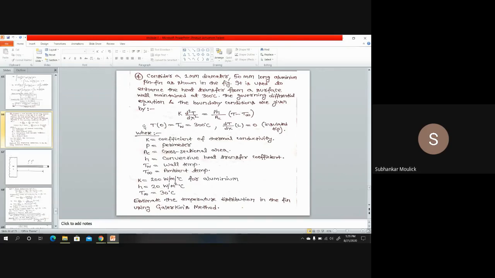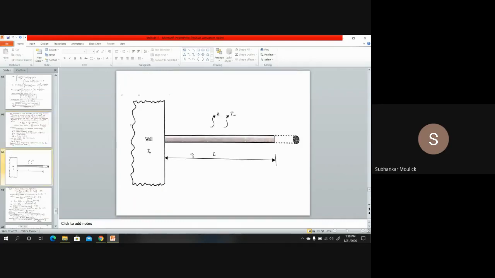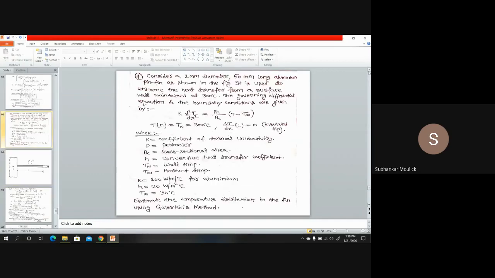The boundary conditions are given. The essential boundary condition given is T of 0 is equal to TW, which is 300 degrees centigrade. That means the value of temperature T will be equal to the wall temperature, 300 degrees centigrade, when x is 0. X is the length of this fin, varying from x equal to 0 to x equal to L. So this is the essential boundary condition given in the problem.